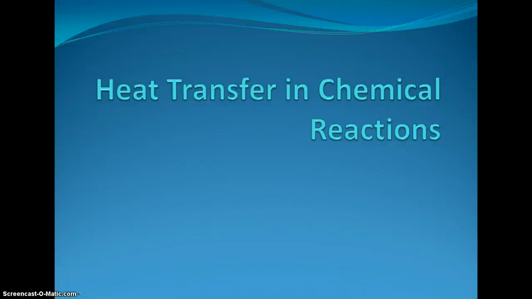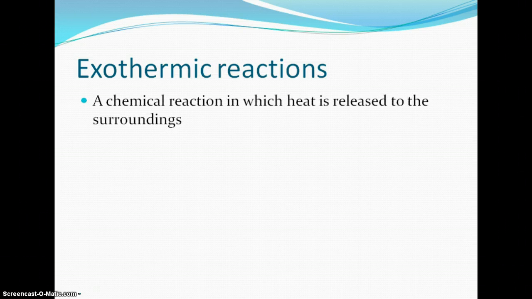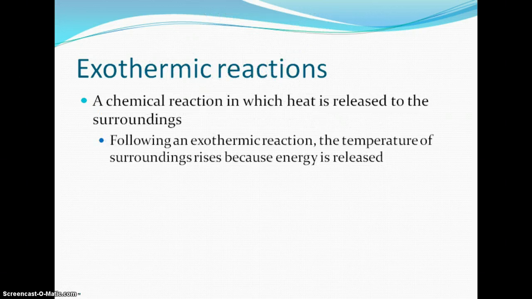So in a chemical reaction, we have heat either being absorbed or being released. And so we'll look at the different examples of that. An exothermic reaction should make you think of exiting. So thermic or thermal being heat, so exiting heat. And this is when heat is going to be released to the surroundings. So in this type of reaction, the temperature of the surroundings will rise because there's energy that's being released, so it gets warmer.